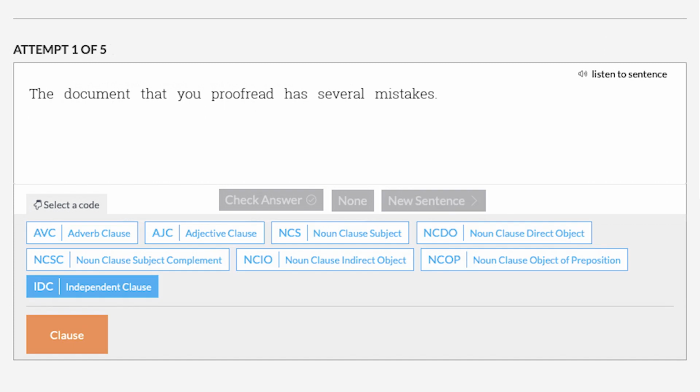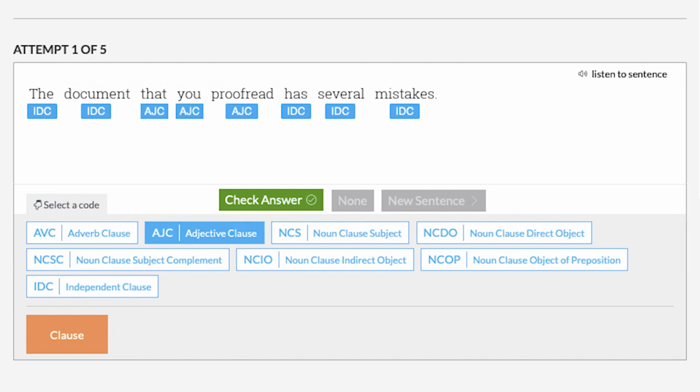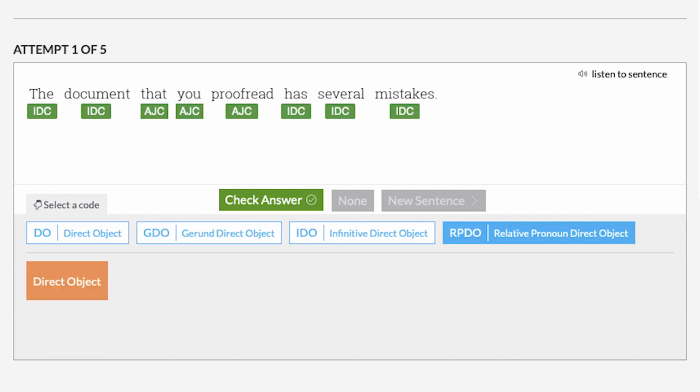An example of a complex sentence with an adjective clause. The document that you proofread has several mistakes. The document has several mistakes is an independent clause. That you proofread is a dependent clause functioning as an adjective.